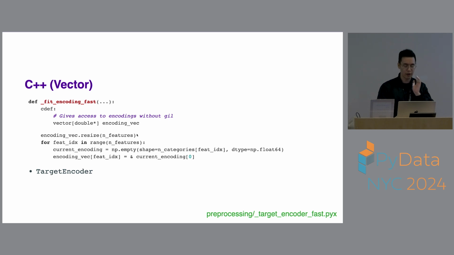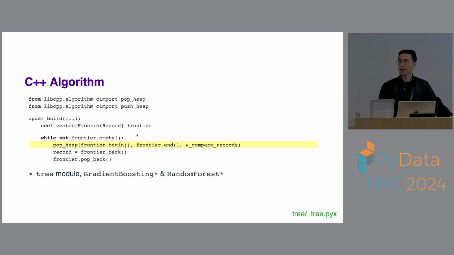This is in the target encoder. You can also use the C++ algorithms. We have used heapq from Python's import module. This is the same thing, but in C++. It's the same type of API. You have pop_heap and push_heap, and you just do it. You have a different syntax, but it's the same idea. You have a vector that you can treat as a heap.